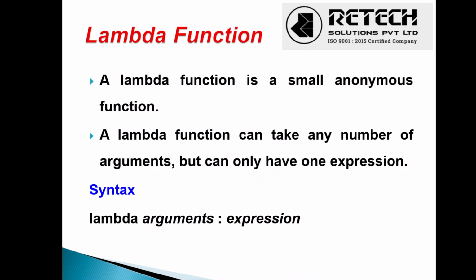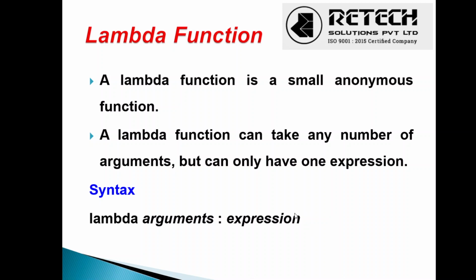A lambda function can take any number of arguments but can only have one expression. It can take many arguments. What if I want to make only one expression, for example only an addition or a multiplication? Then I can use a lambda function. It takes multiple arguments but performs only one expression. The lambda syntax looks like this: lambda arguments, colon, followed by the expression that I want to perform. We will see that in a practical example.